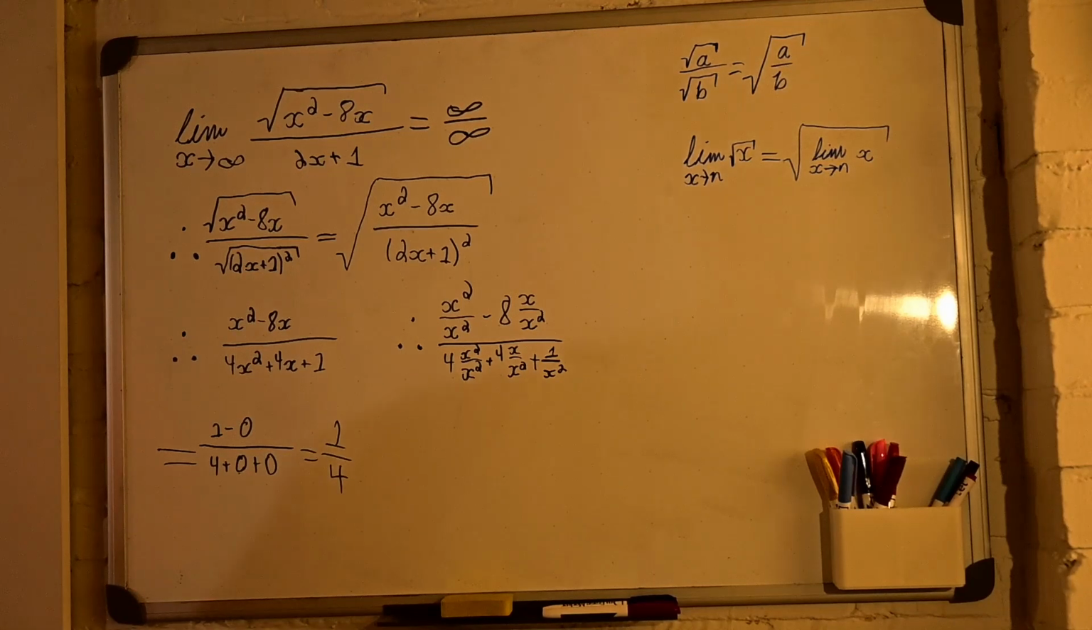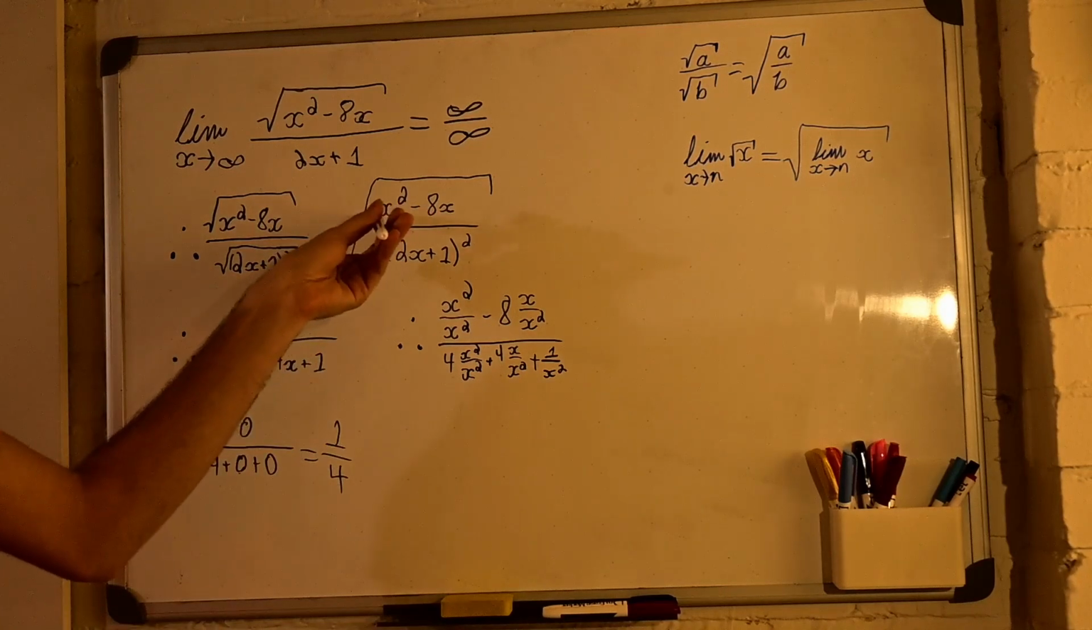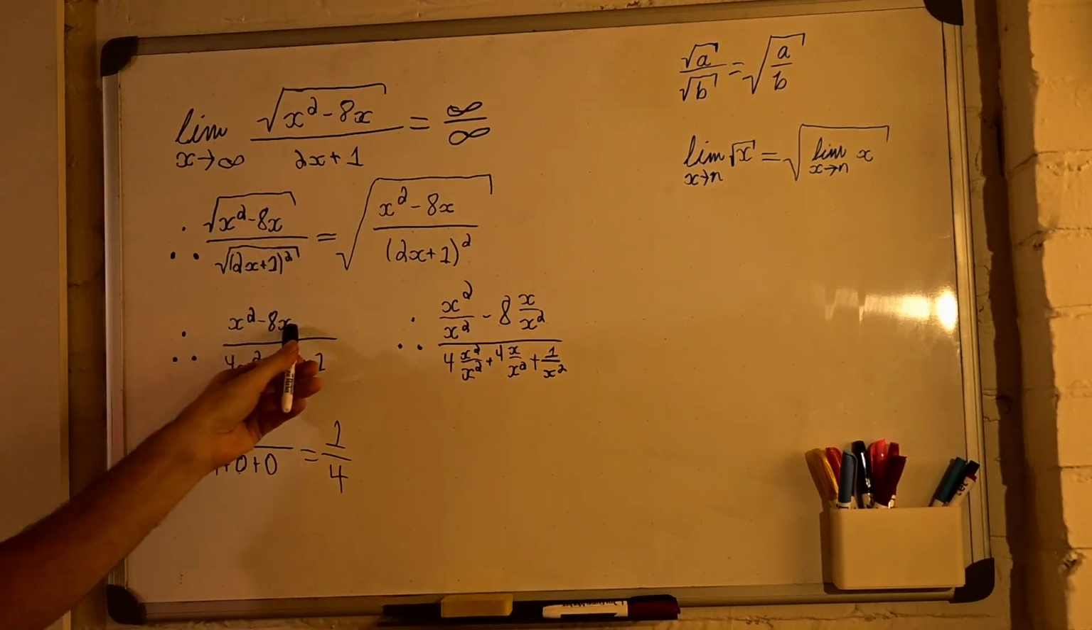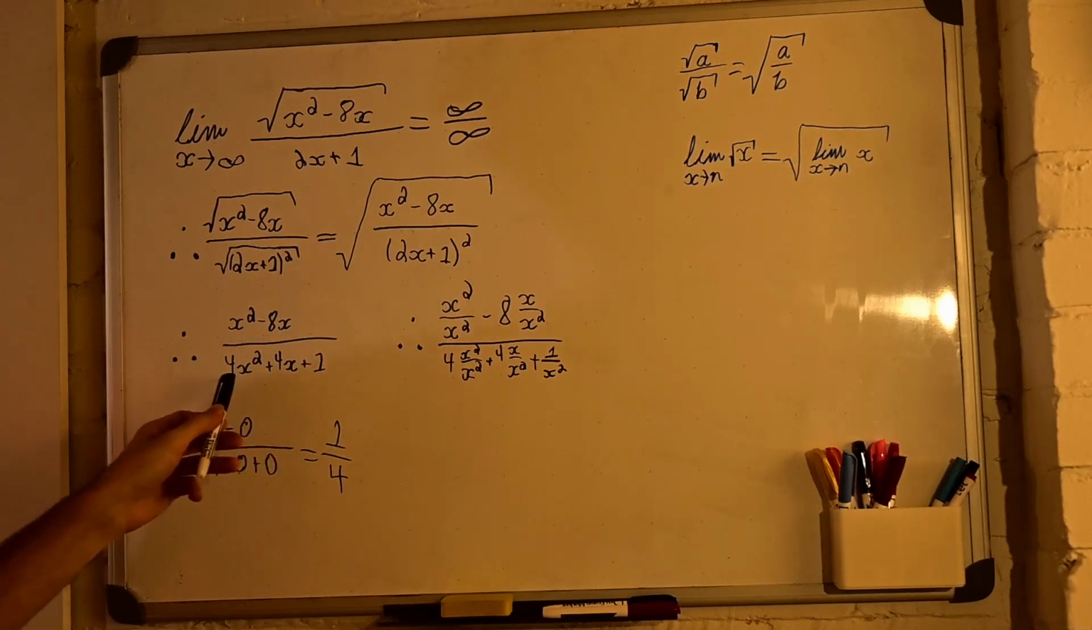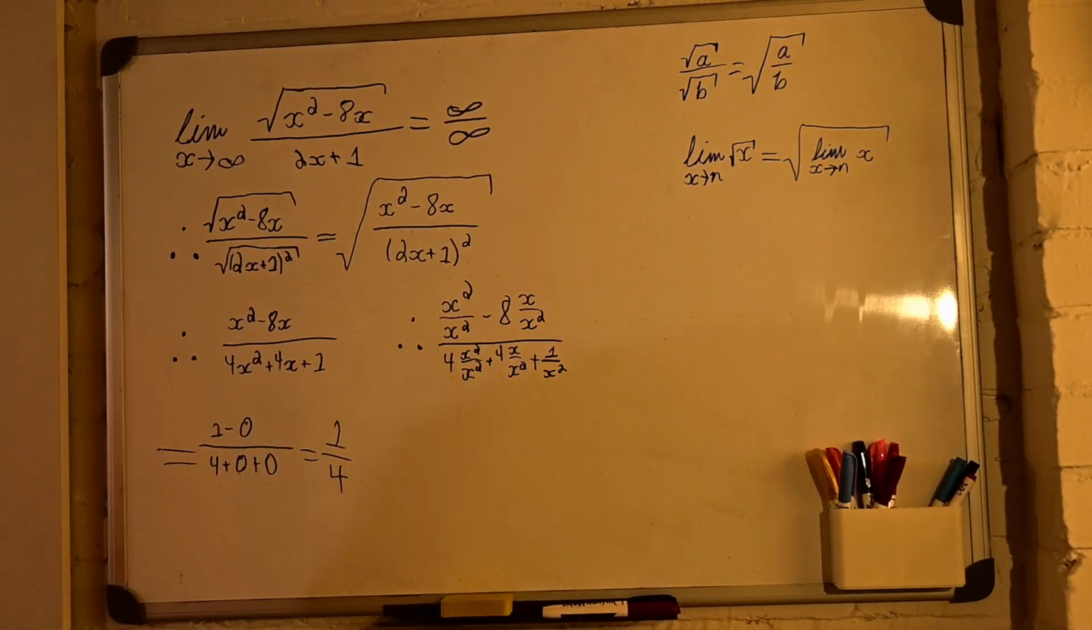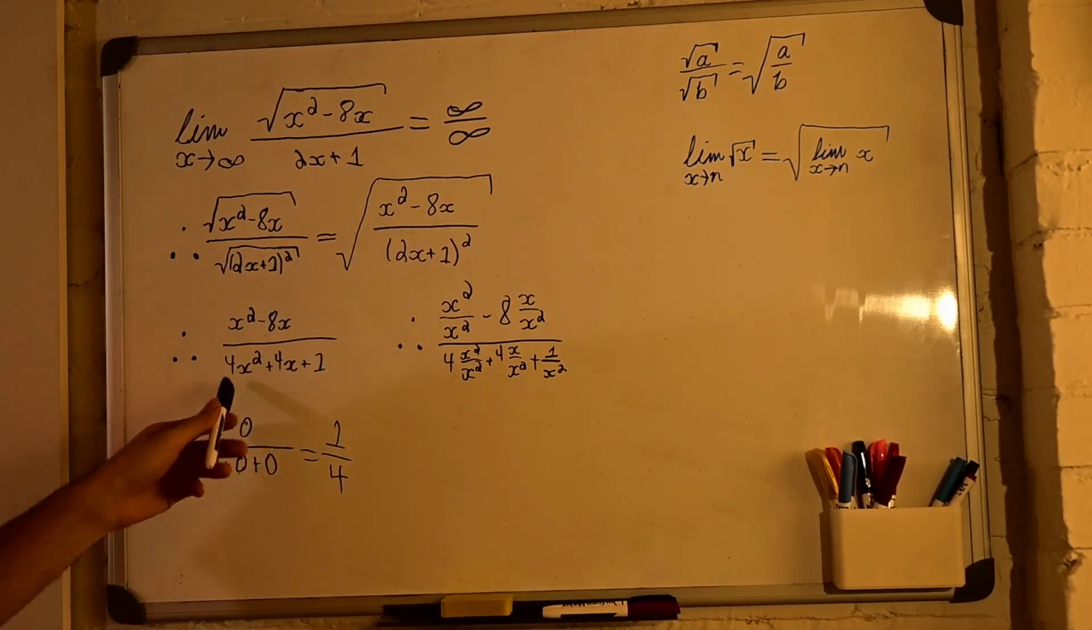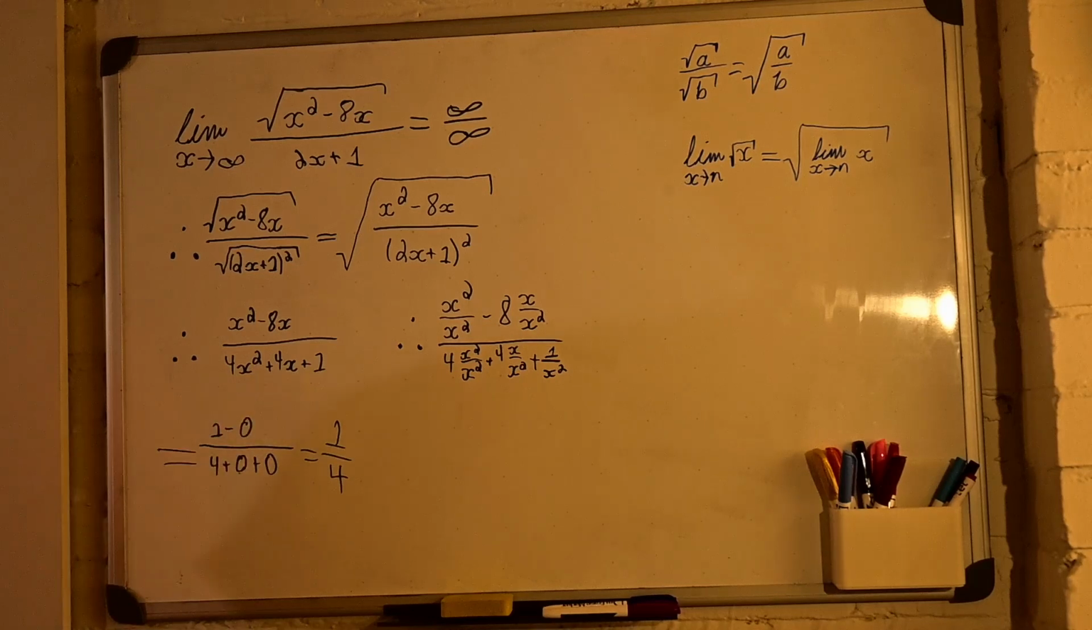Some of you might have already noticed a mistake here. So we have x squared minus 8x over 2x plus 1 squared. I expanded it here. So 4x squared plus 4x plus 1. I really hope you know how to do that. (a plus b) squared expands to a squared plus 2ab plus b squared. So we have this, and now we're going to do what we did last time.